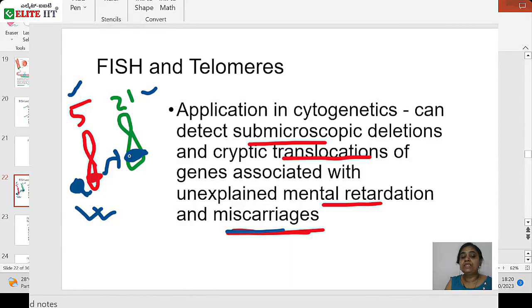So what will happen? It should be present in chromosome 5, but if there are any abnormalities, you will see that the probe is not binding with chromosome 5. It is binding at chromosome 21. That means translocation is done here. So you can identify that. If mental retardation or miscarriage is happening and those are associated with translocation, you can confirm through this method, the FISH method.